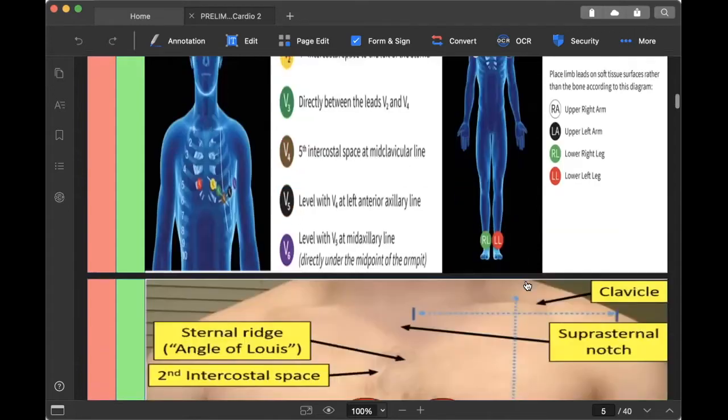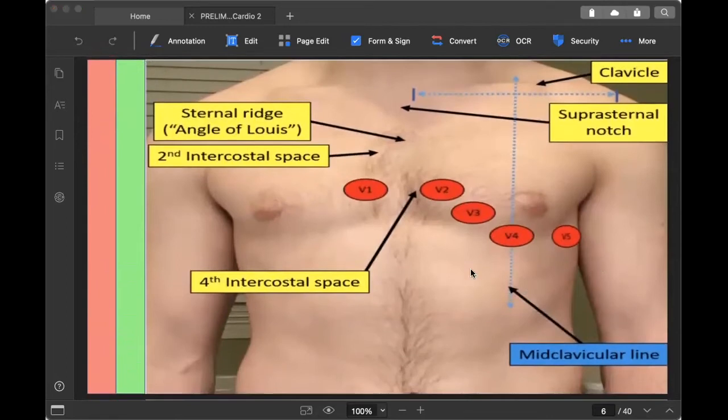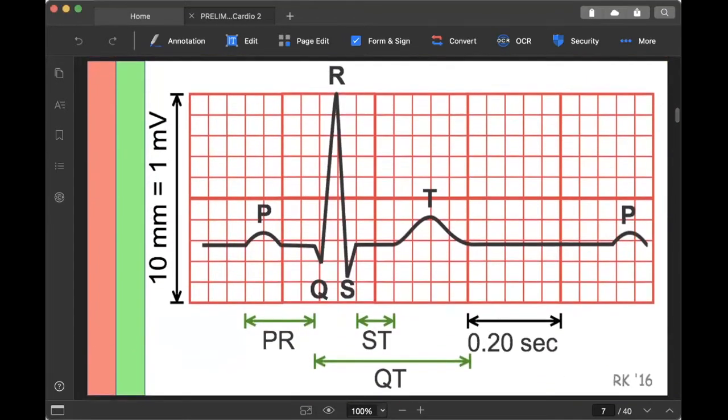Okay, now let's go here further. So this is the proper placement of your ECG electrodes. Here is where you're going to put your V1, V2, V3, V4, V5. This one is at the mid-clavicular, then this one is in your fourth intercostal space, and other things. As you can see here as well, this is an example of a grid of ECG. So this is the normal illustration of your PQRST.